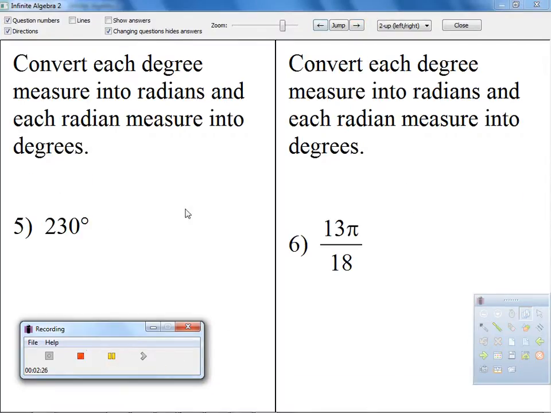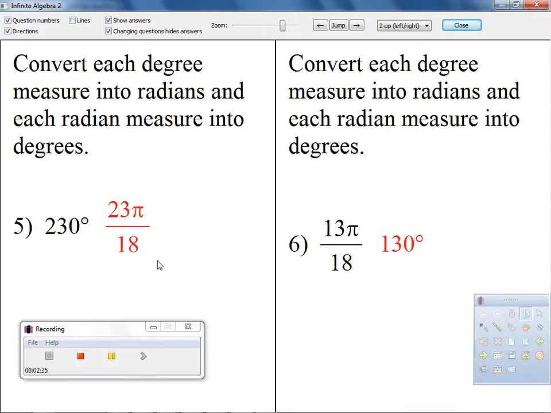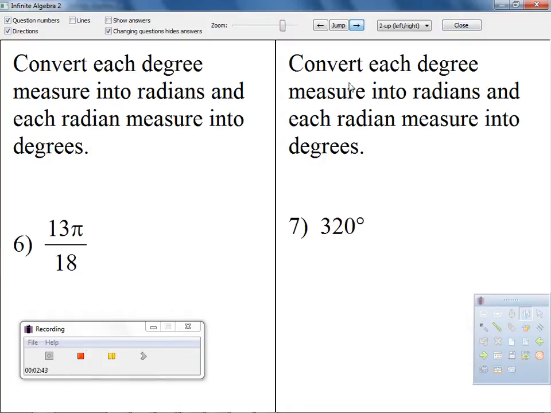Alright, now for these last three, they come off the review sheets. You should have it. I'm just going to go ahead and give you the answers. Check these to make sure you can come up with these, and if you can't, just come see me and I'll go over those. And then for number 7, you should end up with 16/9 pi. So that's how you convert from degrees to radians and radians to degrees.